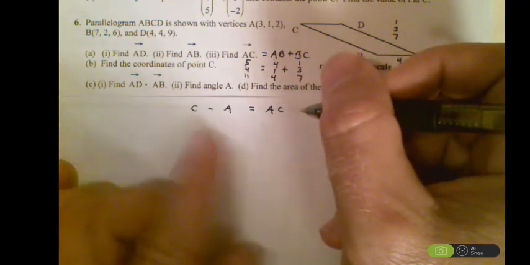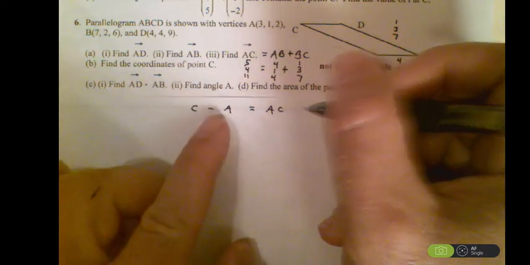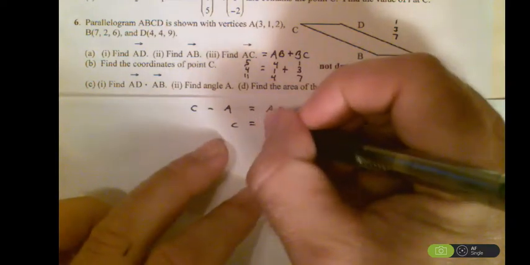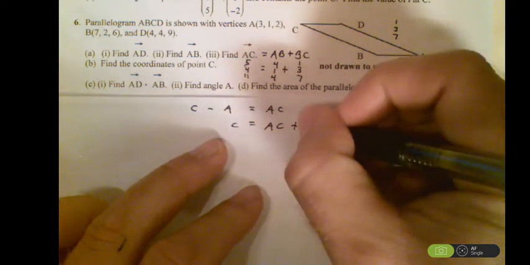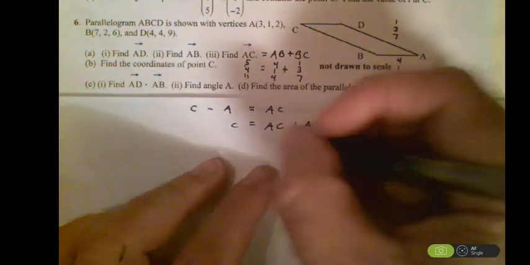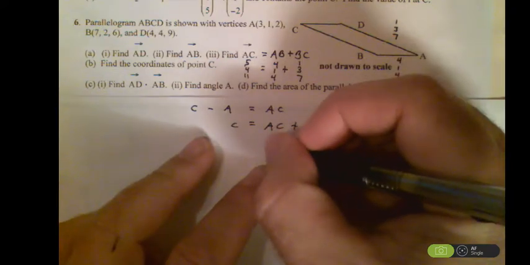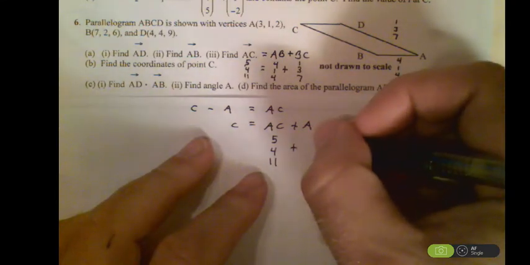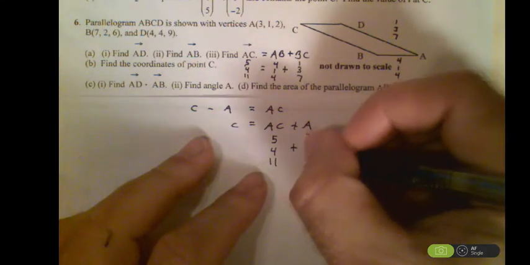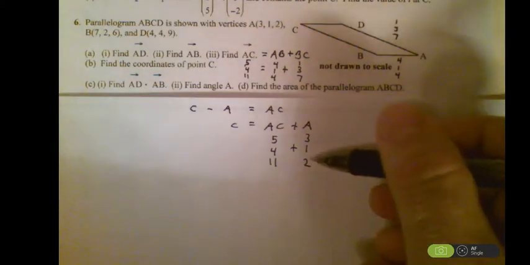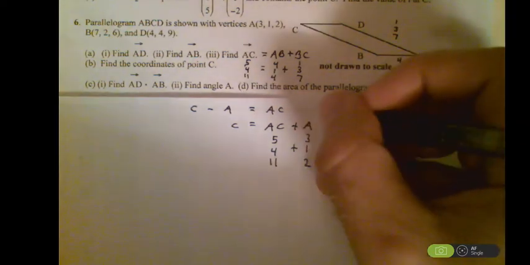So if we just kind of plug in what we do know, before I do that, let me get C by itself. So we're solving for point C, so I'm going to add my A over to the other side. So that tells me that point C is equal to AC plus point A. And since I already had that information, I can now plug those in. So AC I can see is the 5, 4, 11. And point A, we already know is 3, 1, 2. So all I have to do is add those together to get point C, which is our 8, 5, 13. So that's where we would get point C.